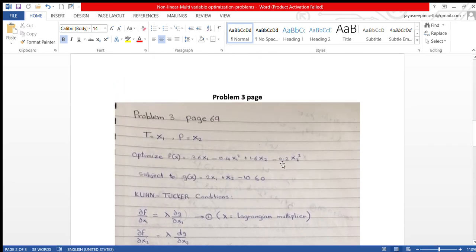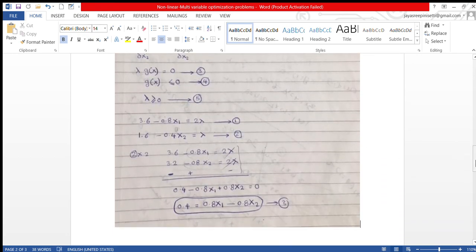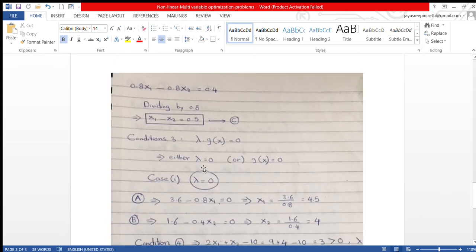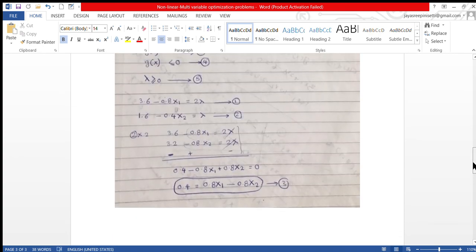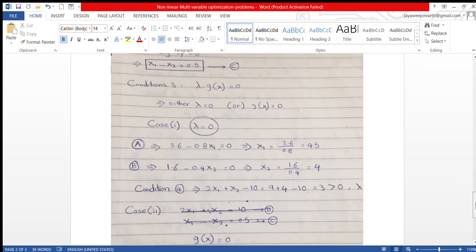When you have f of x and g of x, apply conditions 1 and 2, and you get two equations. Solve them, and you get a new equation. Then take lambda times g of x equal to 0, which holds by either lambda 0 or g of x 0. For lambda 0, make lambda equal to 0 in the two equations, and you get x1 and x2. Substitute them in g of x, which should be less than or equal to 0. If it is not satisfied, make g of x equal to 0 and solve again. This is the simple way to perform it.